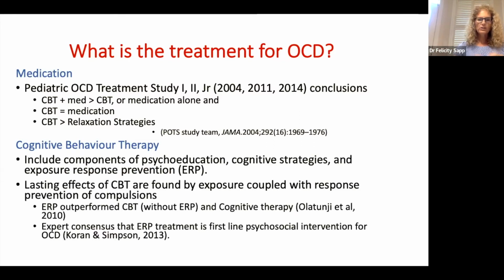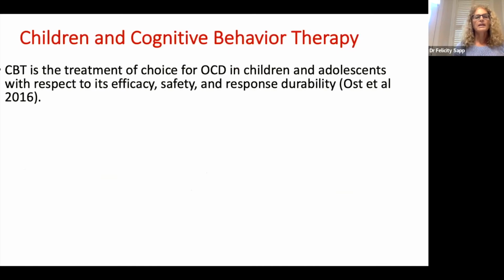With CBT, when we look a little closer at all of the different studies that have been done, we actually see that what makes it work, the lasting effects of it, is really the exposure coupled with response prevention. So when we look at ERP compared to CBT without ERP, compared to cognitive therapy, well, ERP outperformed all of those other modalities. And so really we're saying that ERP and CBT is the first line of intervention for OCD. And with children, we also see the same thing. It is the treatment of choice with respect to its efficacy, the safety, and response durability.